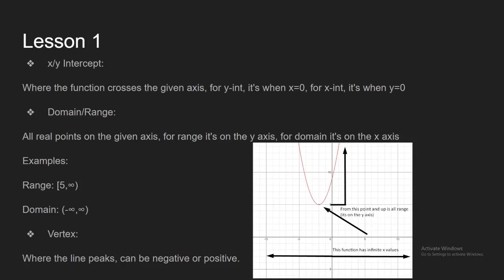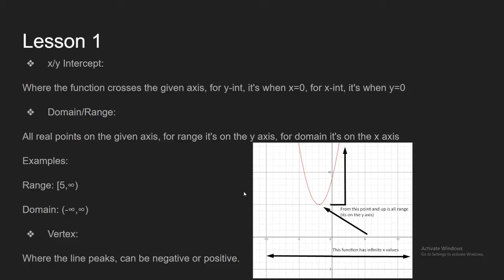Okay, so for lesson one, some key terms that were on the notes. The x and y intercept is where the function crosses the given axis. For the y-intercept, it's when x equals 0, because if it's crossing the y-axis, x equals 0. And for the x-intercept, it's when y equals 0. Domain and range are all real points on the given axis. For range, it's on the y-axis, so all the real points up and down. For domain, it's all the real points left and right.